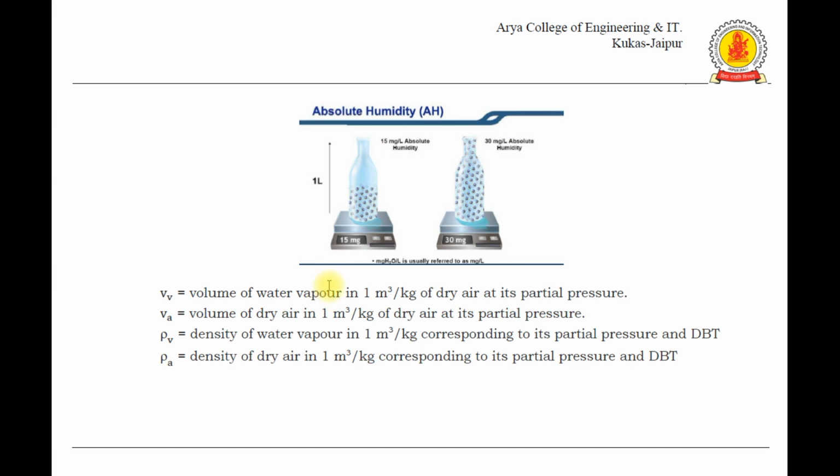For the next derivation, we are specifying some values. Vv we will call the volume of water vapor in 1 meter cube of dry air. Va is the volume of dry air in 1 meter cube of dry air. Rho v is the density of water vapor in 1 meter cube. Rho a is the density of dry air in 1 meter cube of dry air. These are corresponding to the dry bulb temperature.